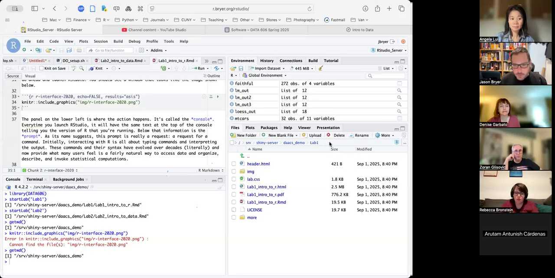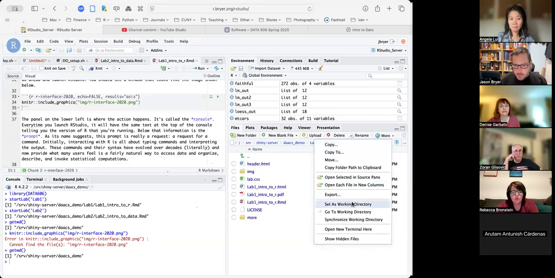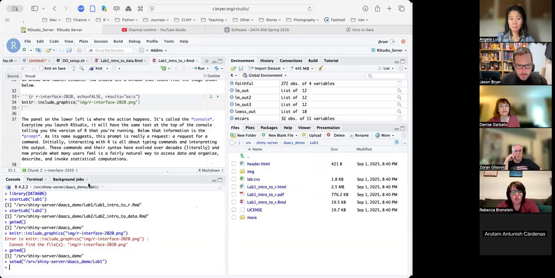So I can say More, Set as Working Directory. Now my working directory is lab one. So when I use relative file paths, they'll be relative to here.